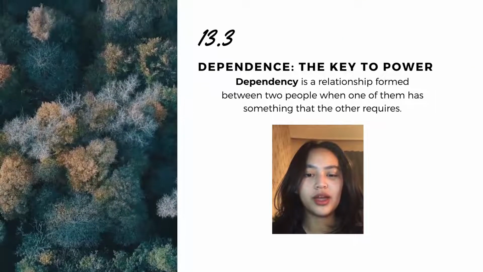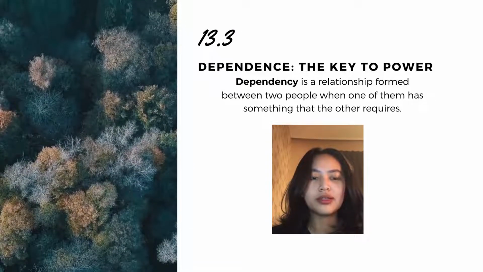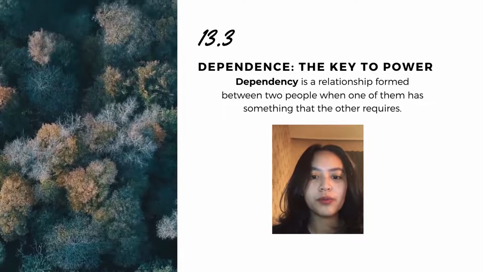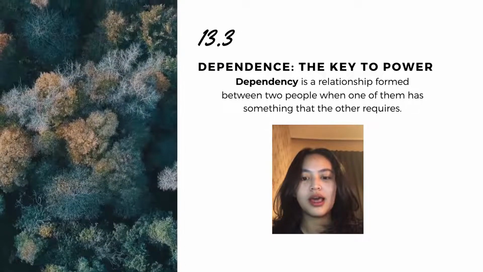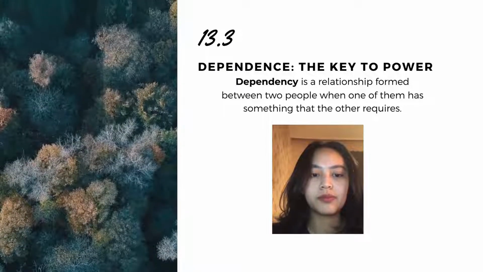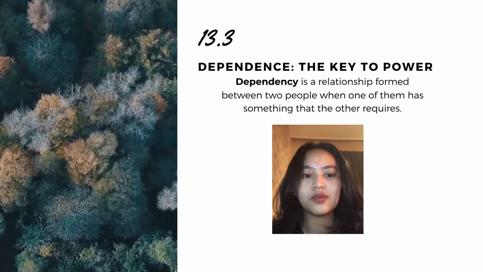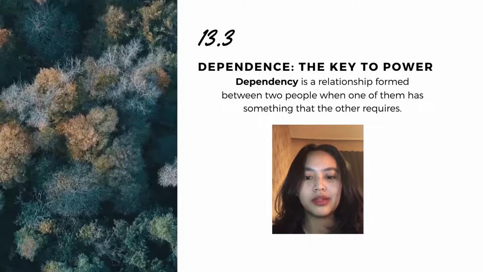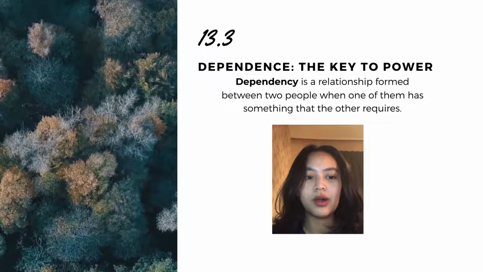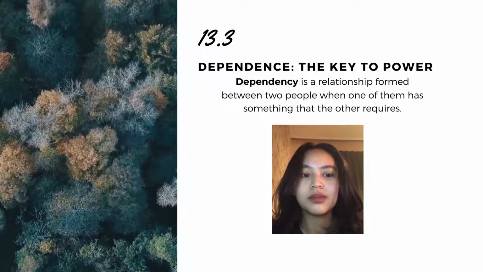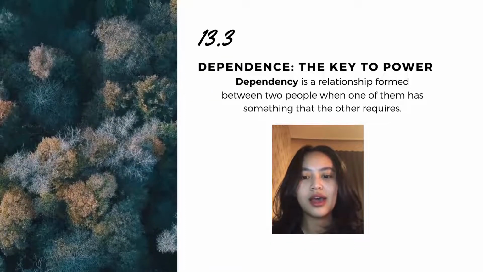Dependence, the key to power. Dependency is a relationship formed between two people when one of them has something that the other requires. When we possess anything that others require that we alone control, we can make them dependent on us, and therefore we can gain power over them. Dependency then is inversely proportional to the alternative source of supply. If something is plentiful, possession of it will not increase power. It may also explain why many people aspire to be independent, since independence reduces the power of others who can limit our access and opportunity.